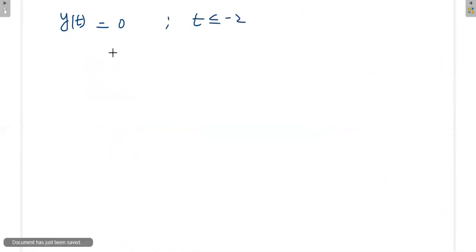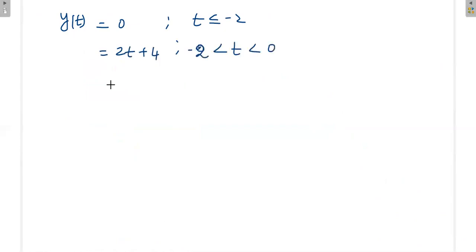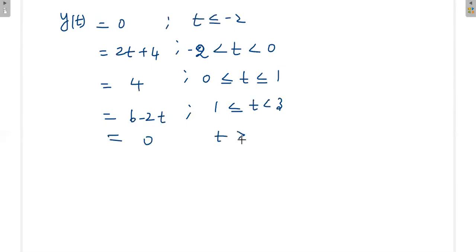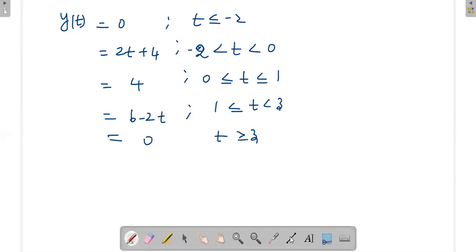y of t is equal to 0 when t is less than minus 2, that is equal to 2t plus 4 when t is from minus 2 to 0, then 4 when t goes from 0 to 1, and then 6 minus 2t when t goes from 1 to 3, and then 0 when t is greater than 3. Okay, now we'll draw the graph for this mathematical equation.